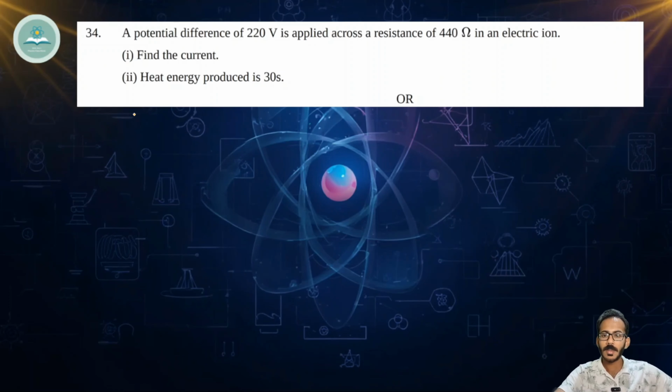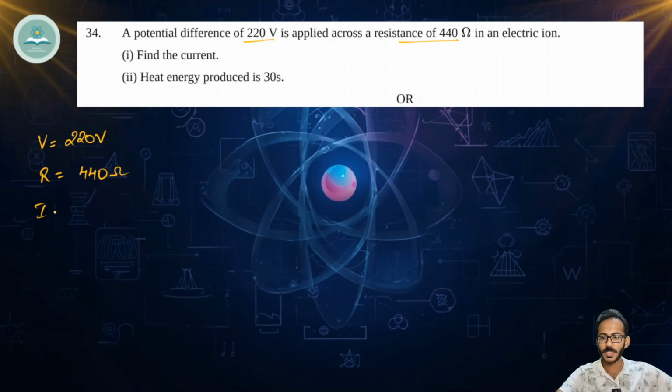See this question. A potential difference of 220 volt is applied across a resistance of 440 ohm in an electric iron. The first question is find the current. The second one is the heat energy produced in 30 seconds. So first of all, let's write the given values. A potential difference of 220 volt: the potential difference V is given as 220 volt, applied across a resistance of 440 ohm. So the resistance R is given as 440 ohm, in an electric iron.